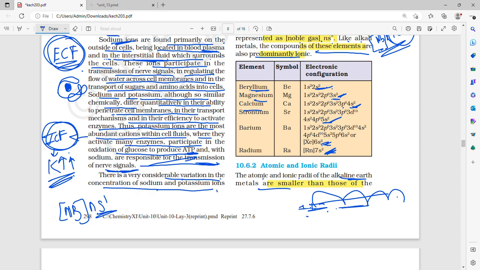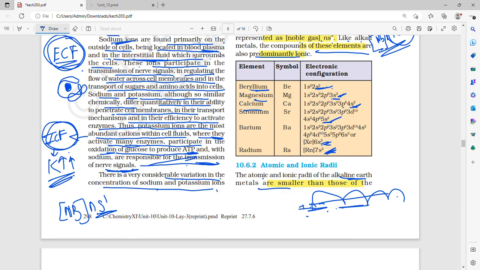The highest found cation is potassium, where they activate many enzymes. They participate in the oxidation of glucose to produce ATP, and with sodium they are responsible for the transmission of nerve signals. So potassium ions activate many enzymes, participate in the oxidation of glucose to produce ATP, and with sodium they are responsible for transmission of nerve signals.